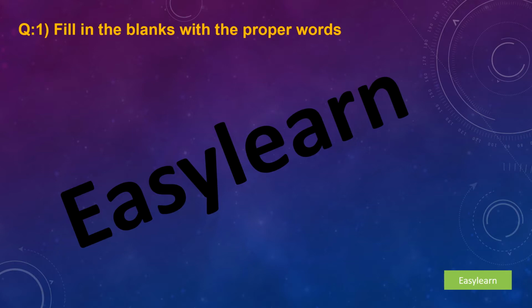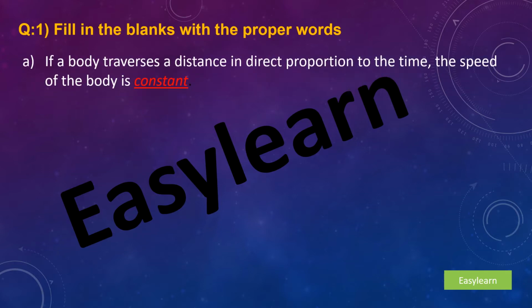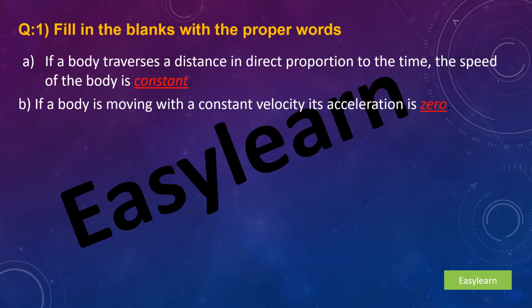Question 1. Fill in the blanks with the proper words. First, if a body traverses a distance in direct proportion to time, the speed of the body is constant. If a body is moving with a constant velocity, its acceleration is zero.